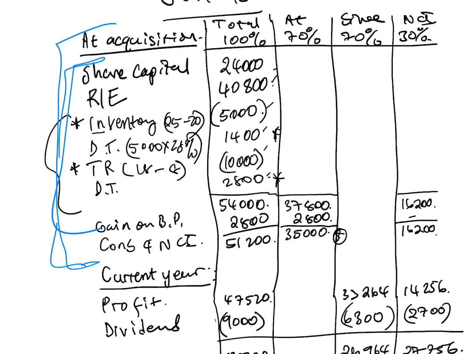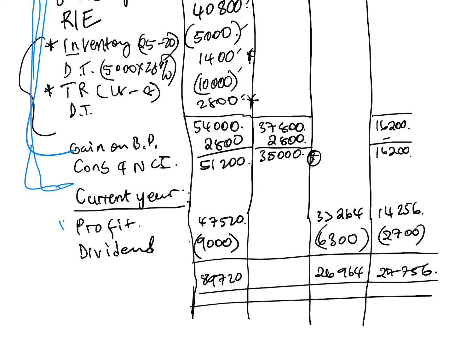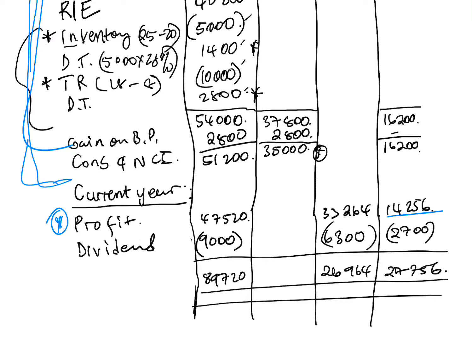Now, in the current year, we can see that there was a profit made of 14,256. We have to account for the profit that was made. So here we are going to debit NCI. Many people claim it like that. It will be NCI in the profit and loss account, and then you credit your NCI in the statement of changes in equity. Please take note of that, the NCI.